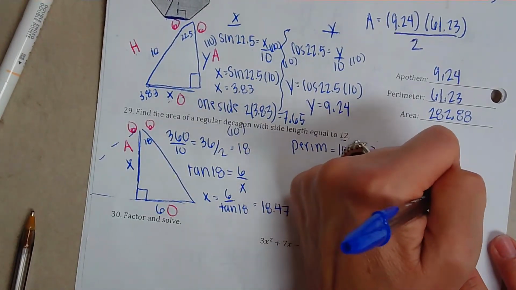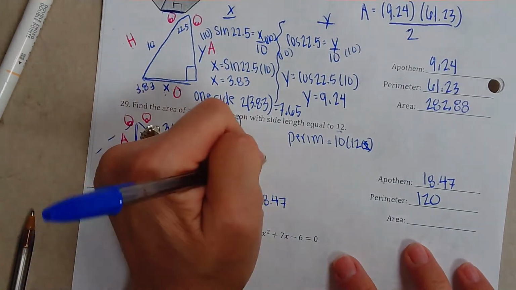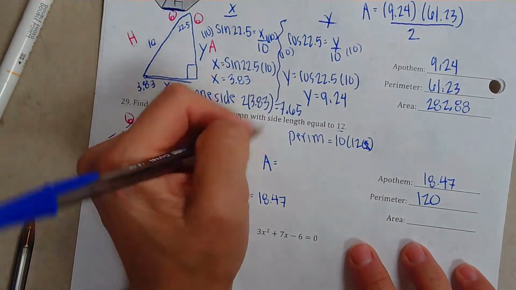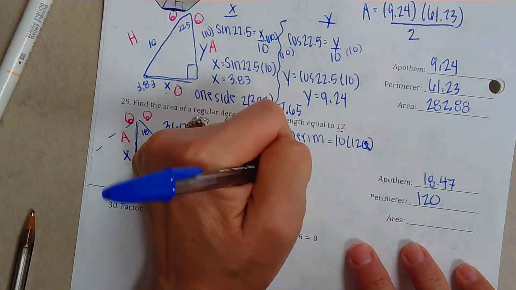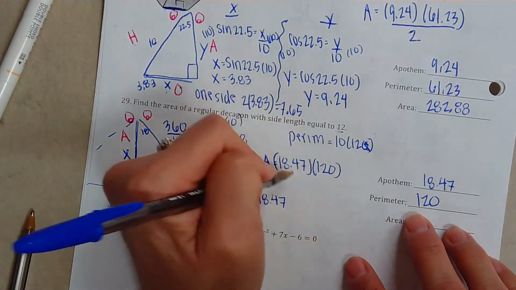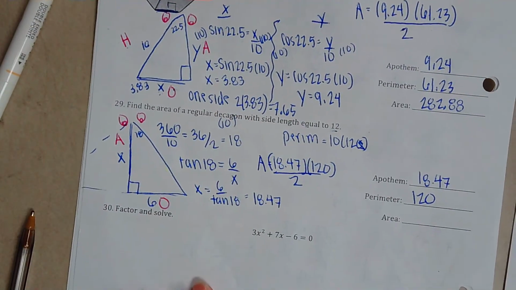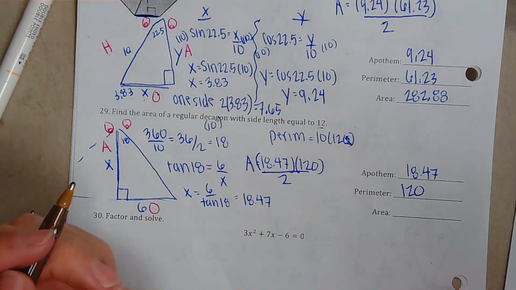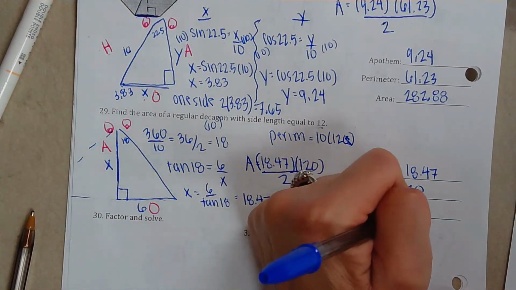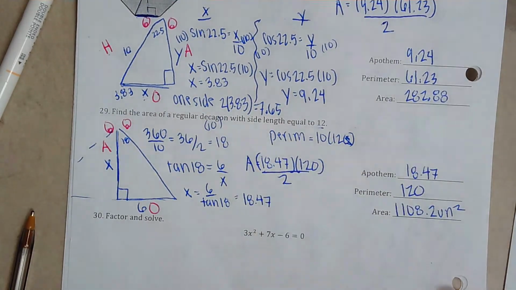Yay! We've got my apothem and we've got our perimeter. Now we can figure out our area. Apothem, 18.47, times my perimeter, 120, all divided by 2, which is 1,108.2 units squared.